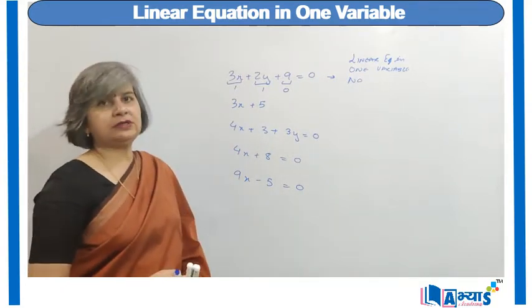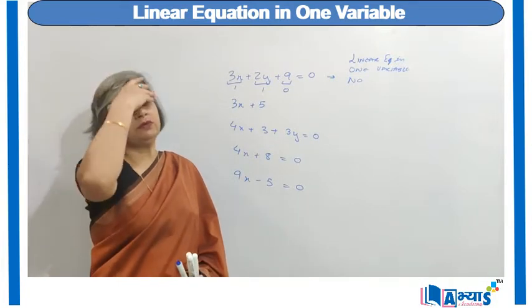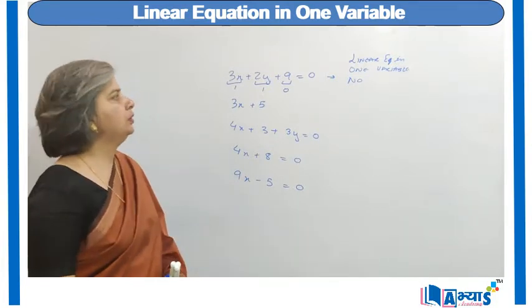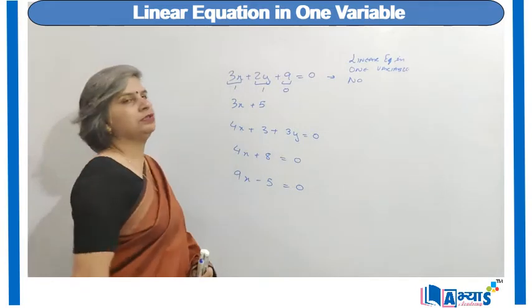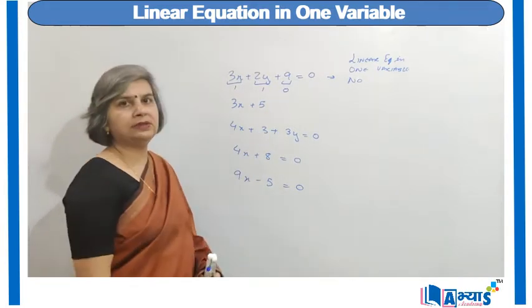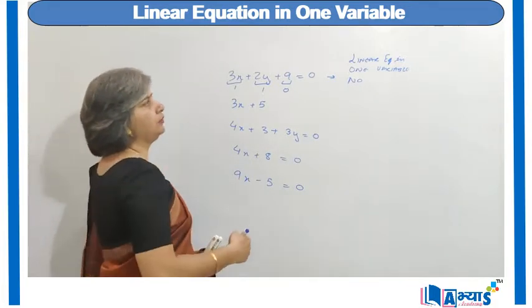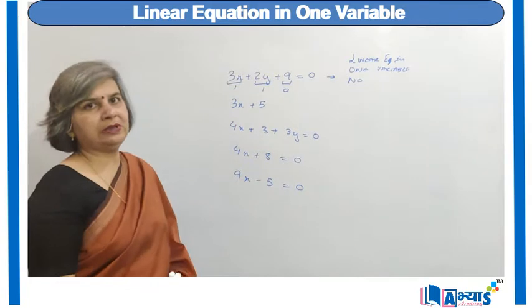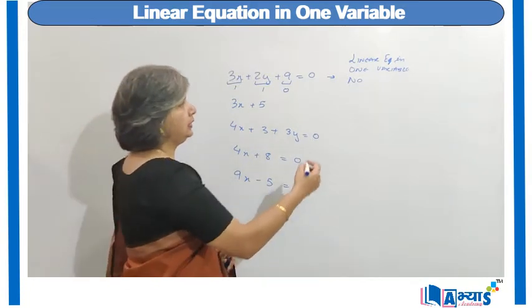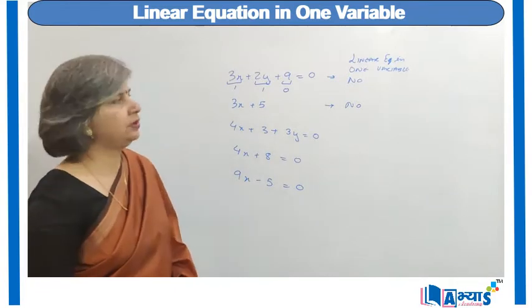Now let us take the second case. We have been given a statement 3x plus 5, and we have to analyze whether it is a linear equation in one variable or not. So we will see that it is not an equation. At the first hand, as there is no equal to sign in this statement, it is not a linear equation. So it is basically not an equation. So there is no need to check for the other things. So the answer will be no, it is not a linear equation in one variable.